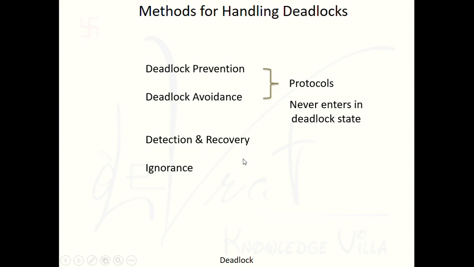Let's see the remaining two strategies, that is, detection and recovery, and ignorance. These two strategies work at the moment when the system enters the deadlock state. It means for these two strategies we will wait and watch for the occurrence of deadlock. When deadlock occurs, only then will we start making any type of detection or recovery. So how will we implement this? We will implement these strategies by using various programs, algorithms or flowcharts.